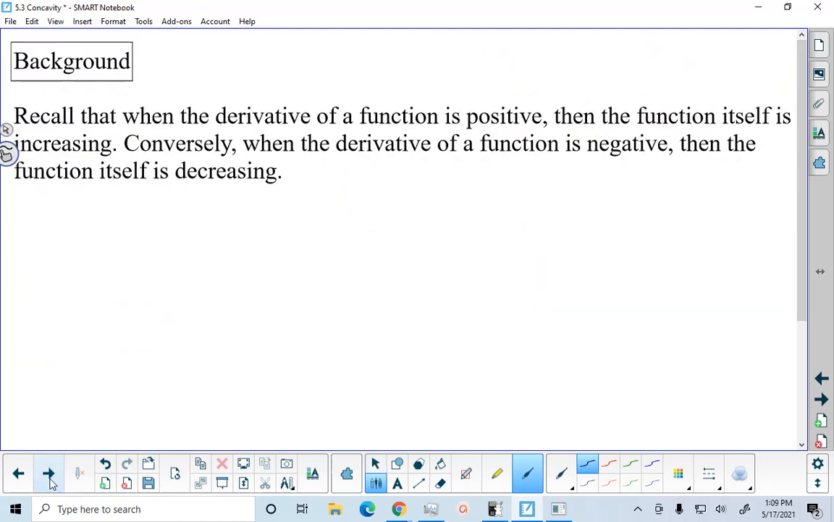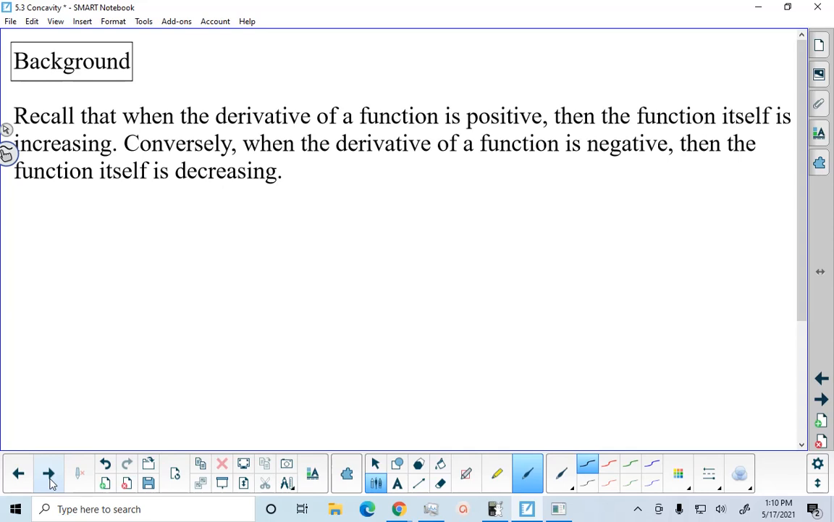So, remember that when the derivative of a function is positive, then the function is increasing. I want to really break this down for you. The derivative of a function tells you what is happening to the function. So if the derivative of the function is positive, the function is increasing. If the derivative of position is positive, then position is increasing. If the derivative of area is positive, then area is increasing. So a positive derivative tells you the thing that it's the derivative of is going up in value.